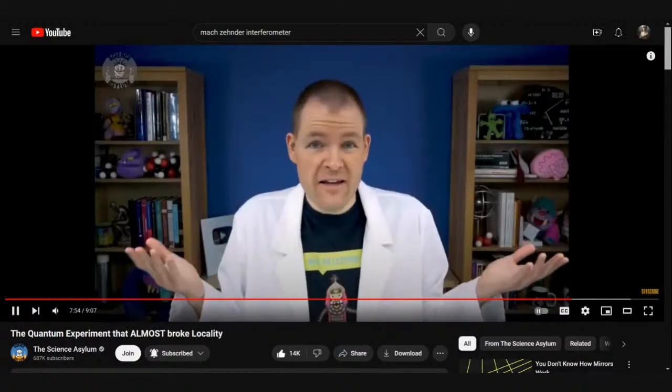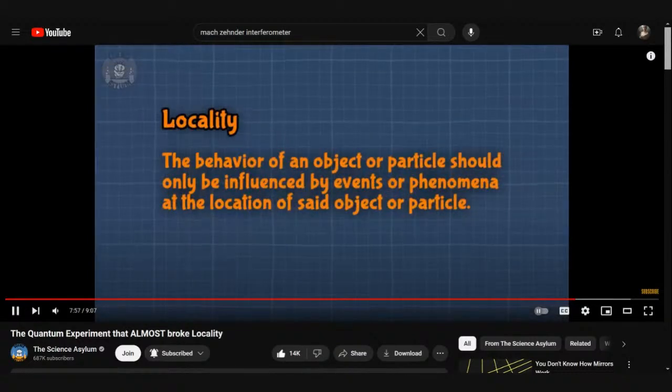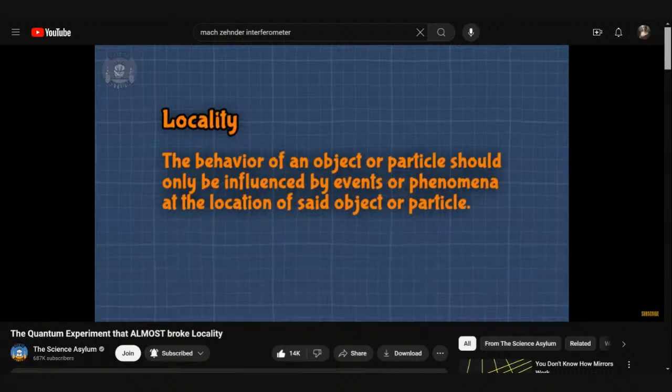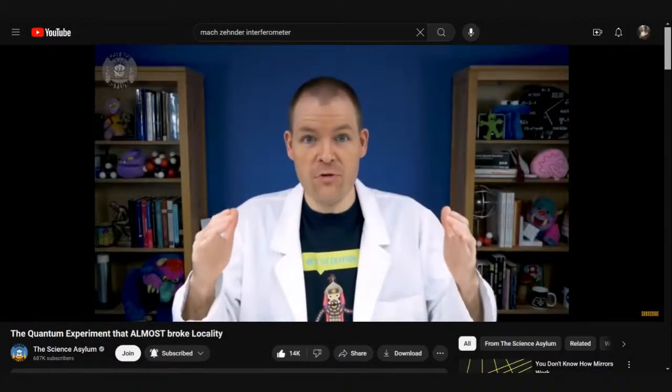So locality, it's kind of a big deal. I don't get it. I honestly don't see it. Things should only affect other things at their location. It's a principle that we see obeyed over and over and over again. If you want to affect something over a distance, you have to send something between you and that thing.